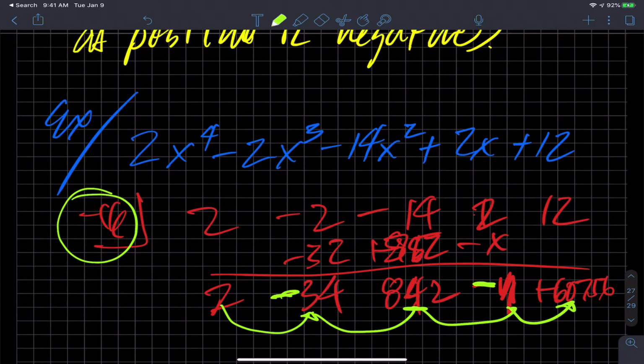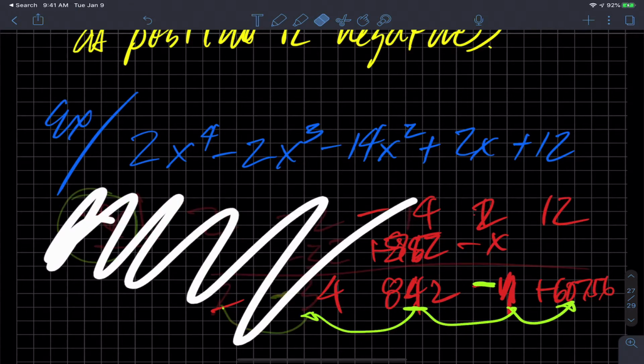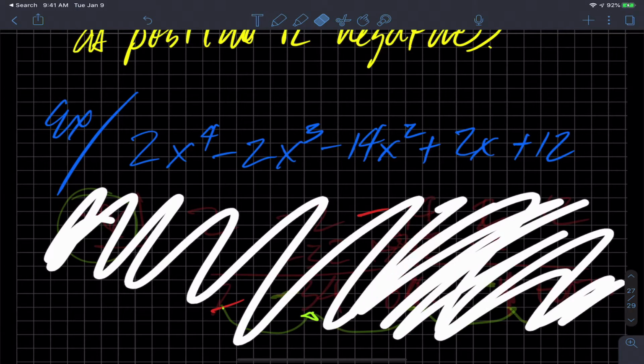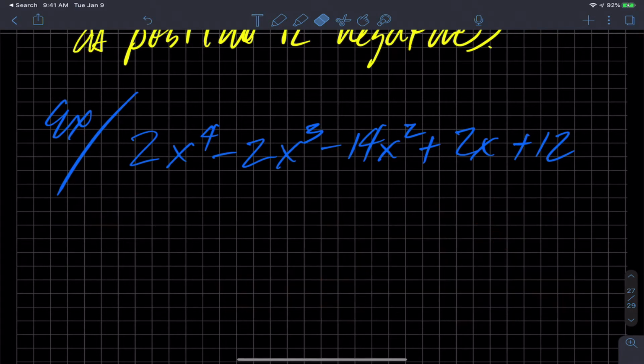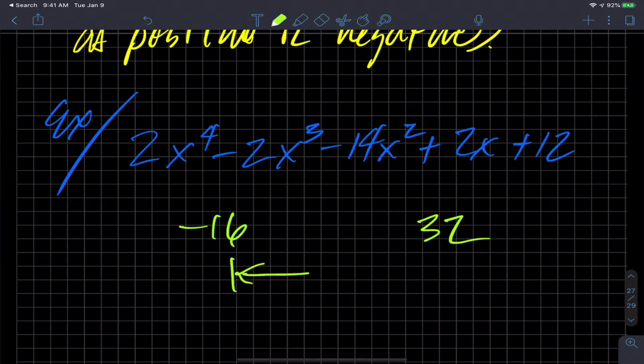So what does that mean? I now know that negative 16 is a lower bound. And this is kind of a conceptual thing. Negative 16 is a lower bound and 32 is an upper bound. That means my zeros are between these two values. The zeros of my polynomials are between those values. Don't even have to do anything else. I know that they're between them.